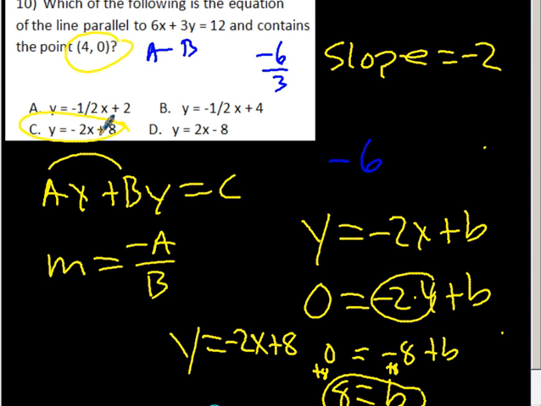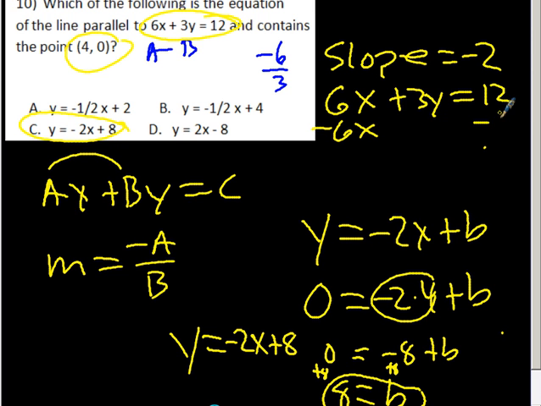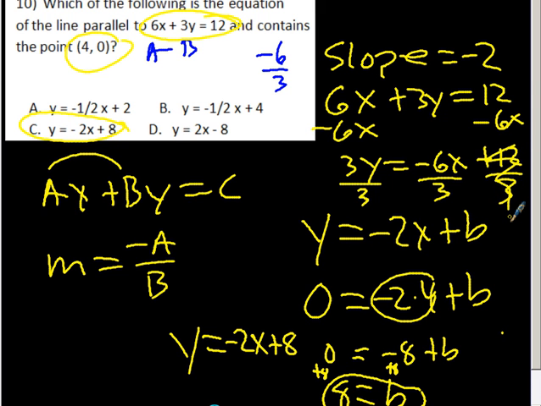Now I can rewrite this equation up here and get the slope. But for the sake of time, I need to do that quickly or not at all. I'll just do it quickly so I can get the slope. 6x plus 3y equals 12. Really, I don't even care about the 12. I'm going to subtract 6x because all I want is the slope. I get 3y equals negative 6x plus 12, and I divide by 3. There's my slope: negative 6 over 3, which is negative 2, which is what I got before.